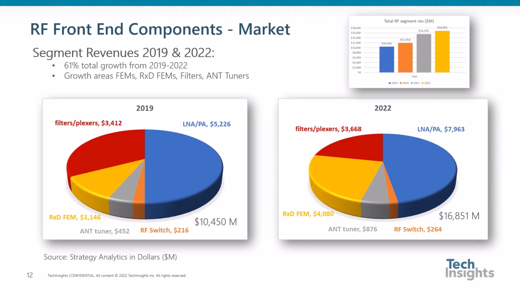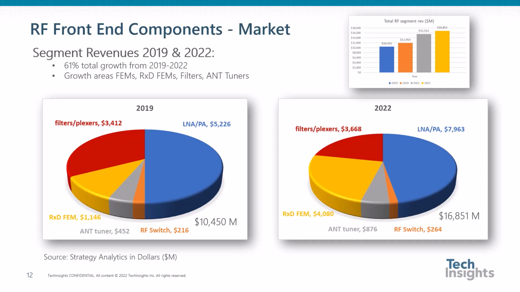The pie chart on the left shows the breakdown of revenue per RF technology segment for 2019. The segments were partitioned into the following sectors: filters, plexers, low noise amplifiers and PAs, RF switches, antenna tuners, and front-end modules, both primary and diversity. The total revenue was $10.452 billion in 2019. The LNA and PA and filters plexers accounted for more than 80% of this total.